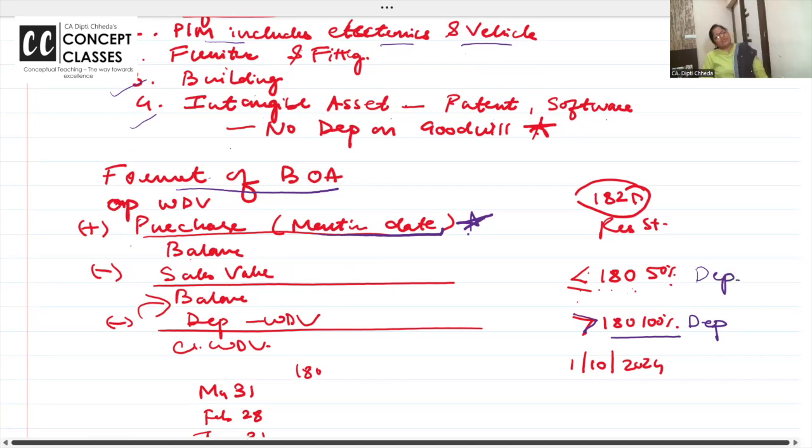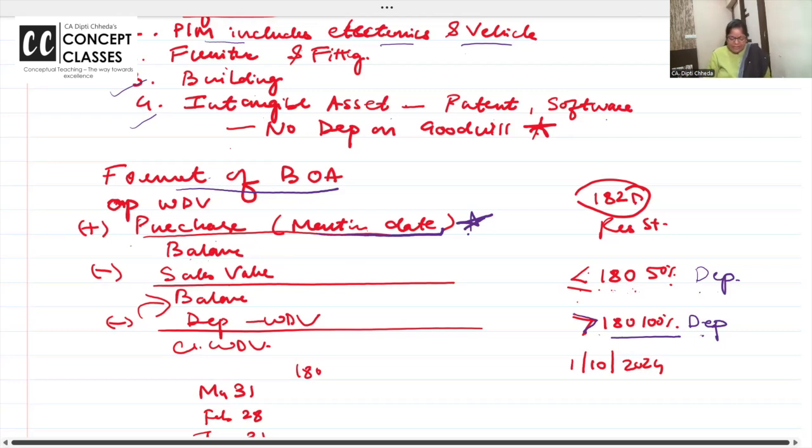Take a pause, dear students. In residential status, the basic condition is 182 days. Here it is 180 days. If the asset is used for more than 180 days, 100% depreciation. Less than 180 days, 50%. Are you all with me? So if you mention the date, it will be easier. This asset is purchased in January 25. It is used for just 3 months. Charge depreciation at 50% of the original rate.